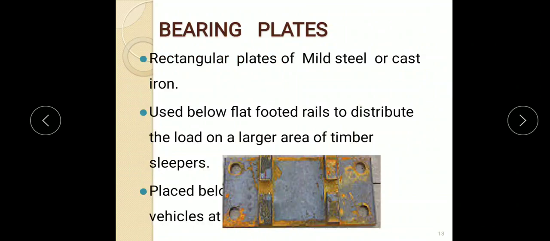Next important type of fitting is the bearing plates. So bearing plates are rectangular plates. It may be of mild steel or cast iron. It is used below flat-footed rails to distribute the load on a larger area of timber sleepers. So here we can see this is a bearing plate of rectangular shape.